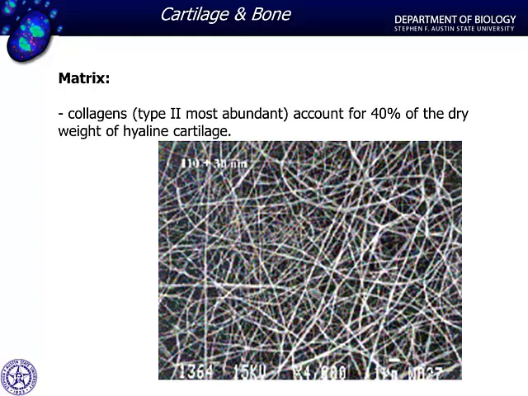And if you look at the dry weight of cartilage, meaning you take all the water out, then 40% of the dry weight of hyaline cartilage is going to be type 2 collagen. So that really speaks to the vast quantities of type 2 collagen that is present in the cartilaginous matrix.